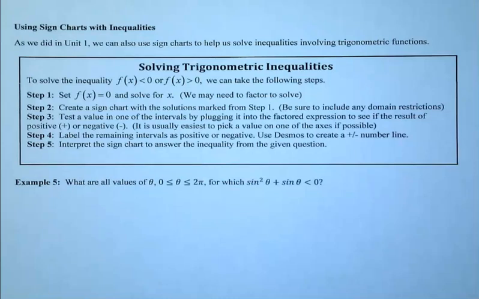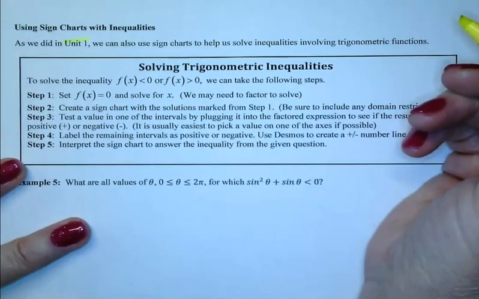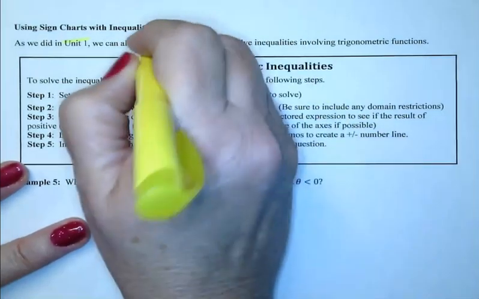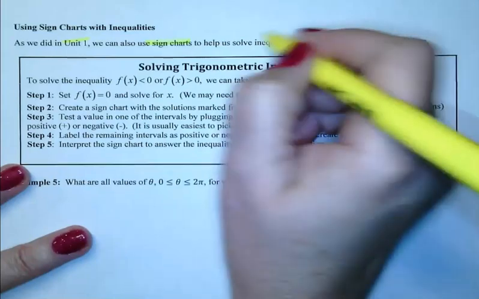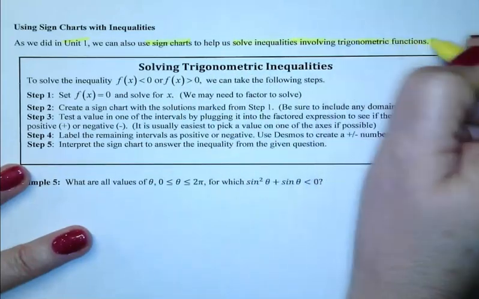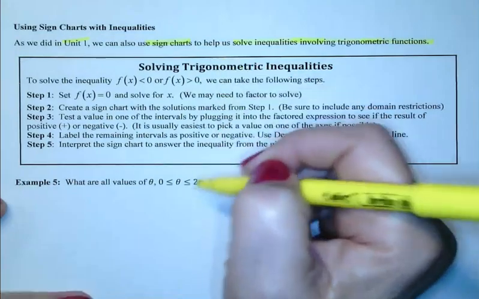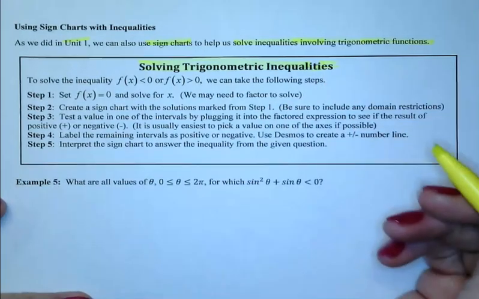So now we're going to do a little work with inequalities in a little bit different form. And so let's review some things. As we did in Unit 1, we can also solve inequalities with trigonometric functions. We have used sign charts in the past, and we learned how to use those in Algebra 2 as well. But we can use those to solve inequalities involving trigonometric functions as well. So this is a series of steps or a guideline you can think of as you're working through inequalities, if it helps you.